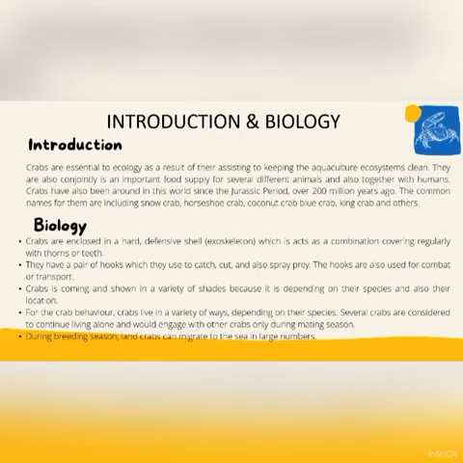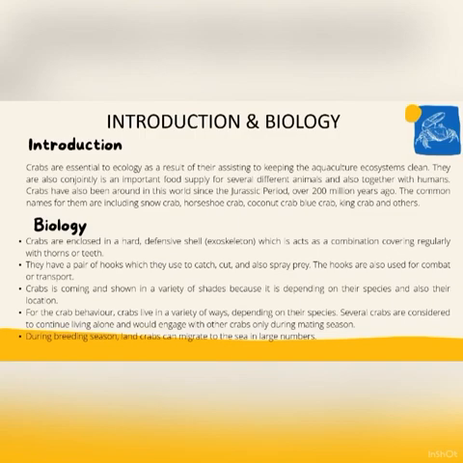The introduction and biology. For the introduction, crabs are essential to ecology as a result of their assistance in keeping the aquaculture ecosystem clean. They are also an important food supply for several other animals, including humans. Crabs have been around in this world since the Jurassic period, over 200 million years ago. The common names for them include snow crab, horseshoe crab, coconut crab, blue crab, king crab and others.